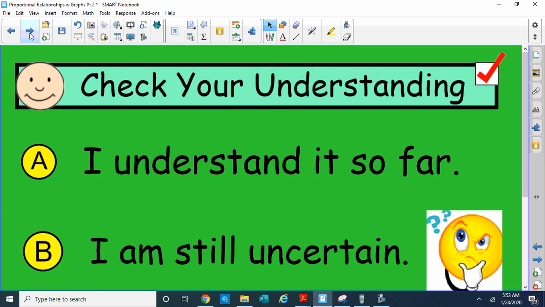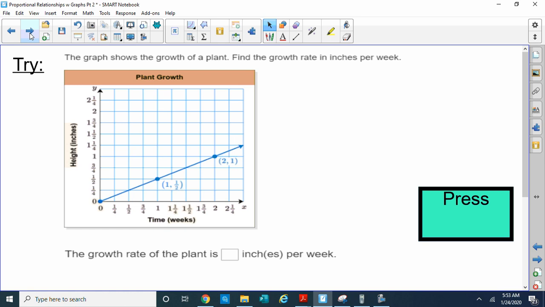I hope you understand what's going on. If you're not sure, rewatch the video, write down your questions, and bring them in, and I'll be glad to answer them. And here's one more question for you. Try to find the unit rate, or the growth rate of this plant in inches per week. We did one just similar to it, so hopefully you'll have success.